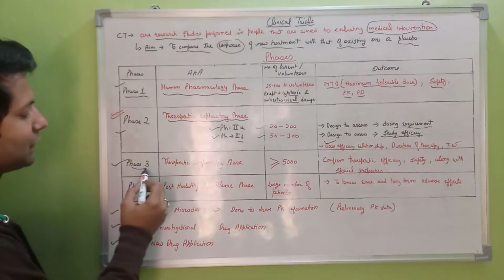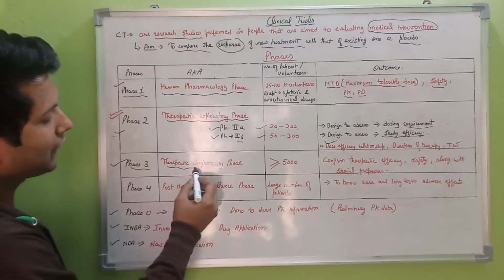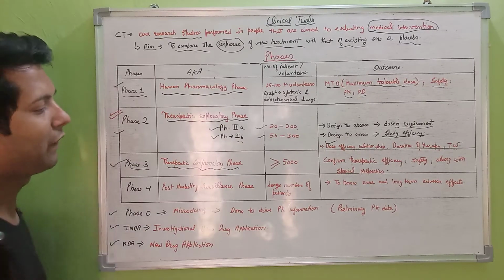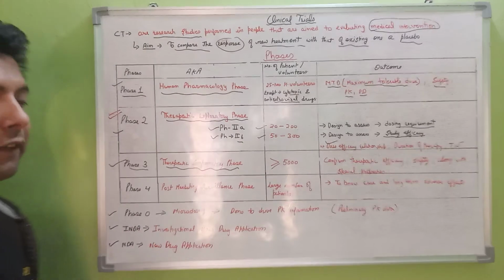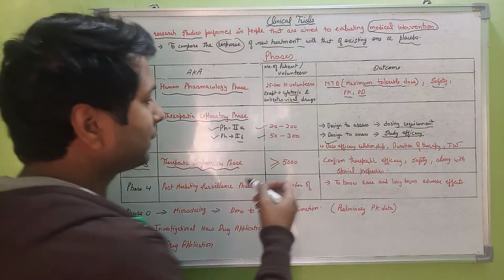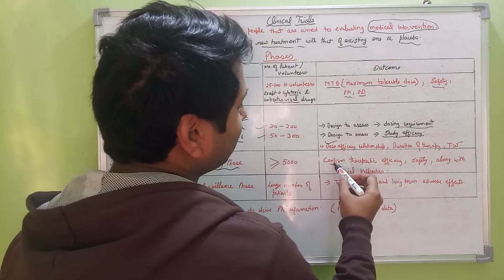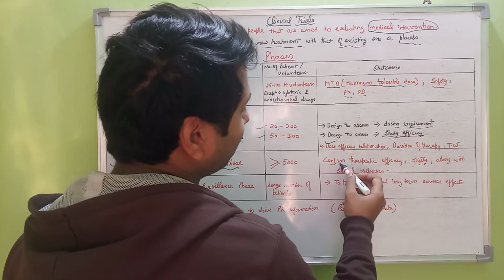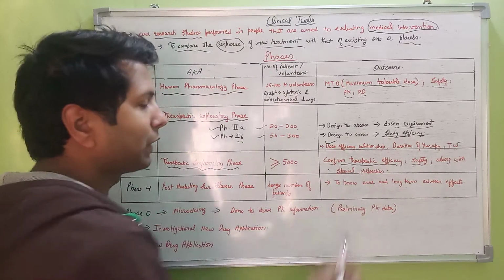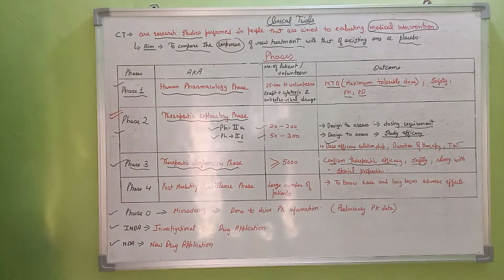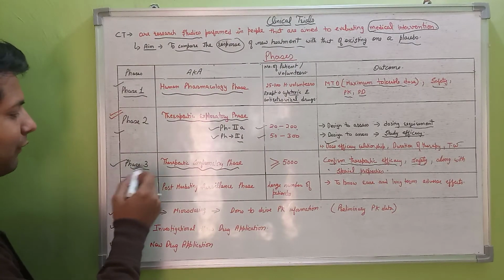Next is phase 3. Phase 3 is generally known as the therapeutic confirmatory phase. In this, the number of patients is equal to or more than 5,000. In this phase we confirm the therapeutic efficacy and safety, along with special properties of the drug. So this is about phase 3.